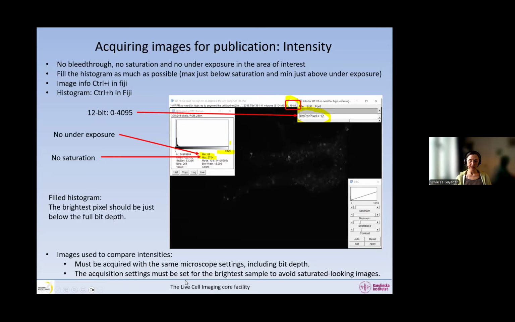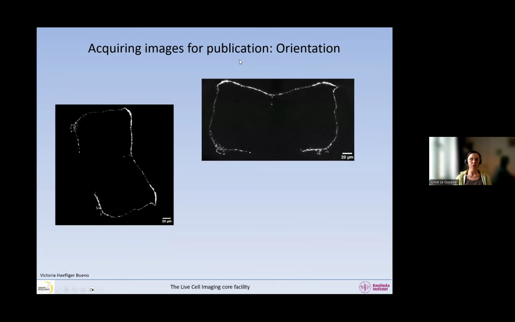And the acquisition settings must be set for the, this was wrong. It's not the acquisition settings, the display settings must be set so that the brightest sample is not looking saturating. Okay, even if you do not have any saturation, if you push the brightness and contrast, some of these pixels will look saturated. So we want to also avoid this. All right, so you acquire without saturation, but you also display so that things do not look saturated, except if it doesn't matter at a place where it doesn't matter.